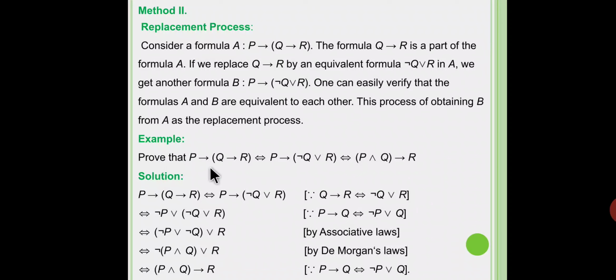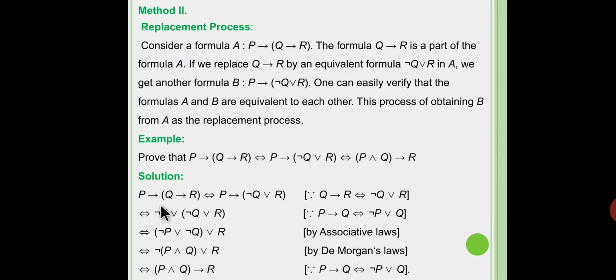Prove that P implication (Q implication R) is equivalent to (P and Q) implication R. In the previous example we showed that P implication Q is equivalent to negation P or Q. In the same way, in place of P here put Q, and in place of Q put R. So Q implication R is equivalent to negation Q or R. We have to consider the LHS and show the RHS.